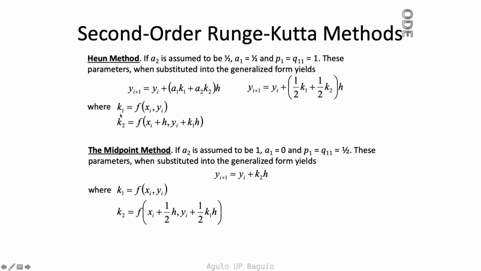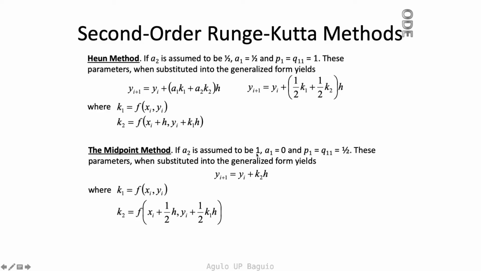Okay, so first we determine K1. Use the function f. We determine K2 and use the function f and plug in xi plus h and yi plus k1h. So we need k1 first in order to get k2. Plug the values of k1 and k2 here, multiply by h, and then add that to y sub i. We get the new value of y sub i plus 1.